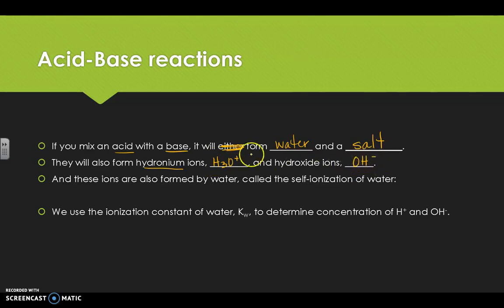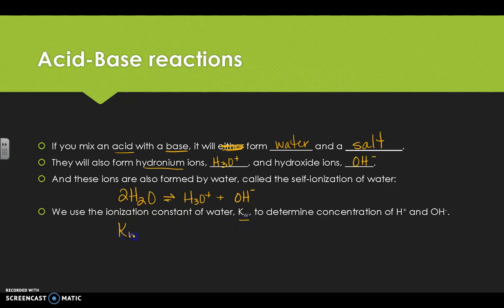Okay, and these ions are also going to be formed by water. Water can self-ionize. So water, we've seen this before, water can actually break down into hydronium ions and hydroxide ions. And we would need 2 waters to make a hydronium ion and a hydroxide ion. One of the waters would act as an acid, and the other one would act as a base.